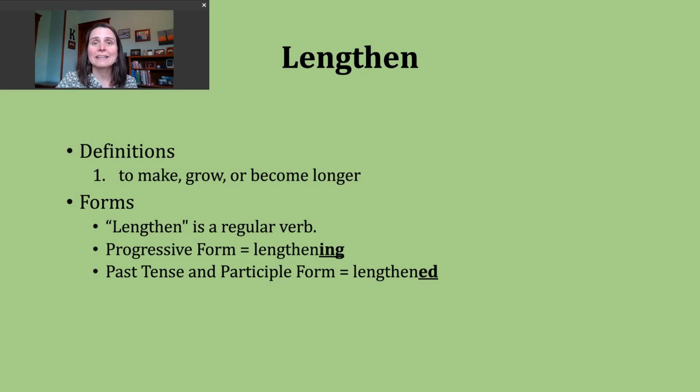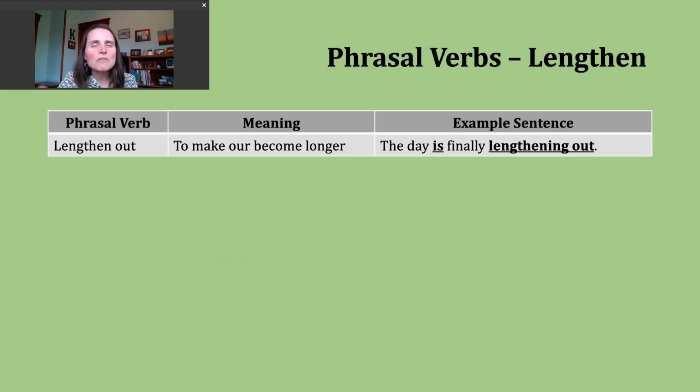Our base verb, lengthen, ends with a voiced end sound. This means when I add the ed ending, I'm not going to add an extra syllable, right? So I'm just going to make a d sound. Okay? The past tense and the participle forms of the verb should sound like this: lengthened, lengthened.